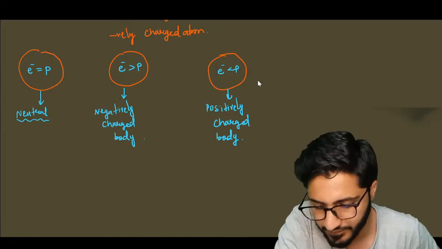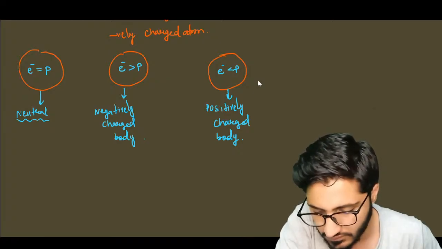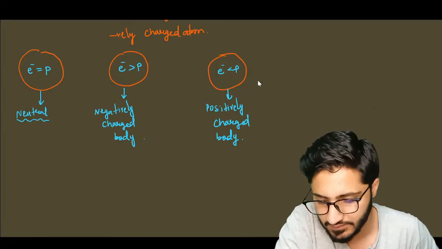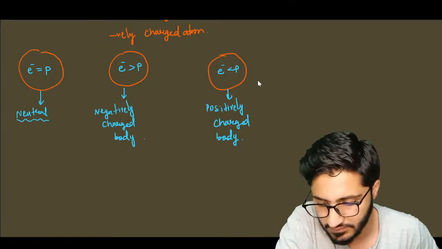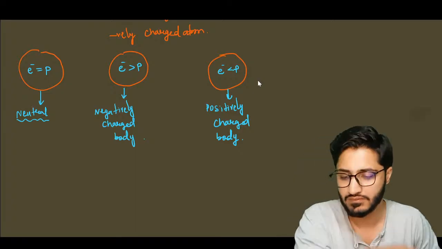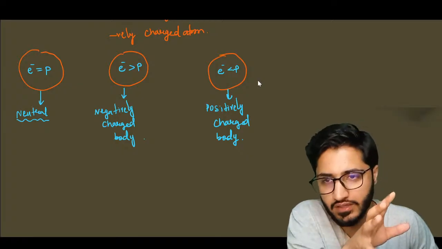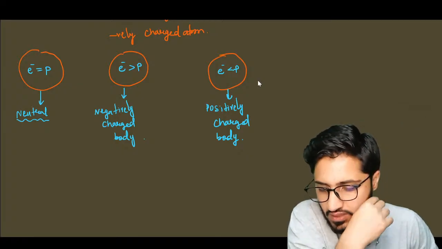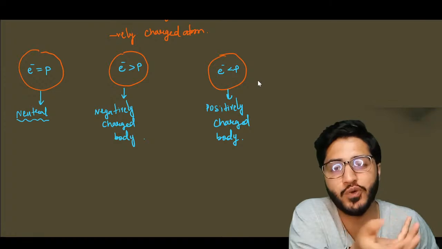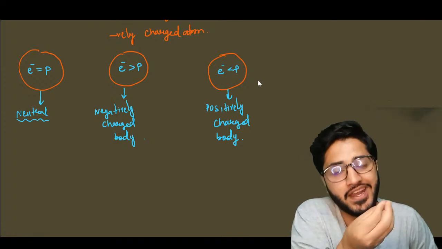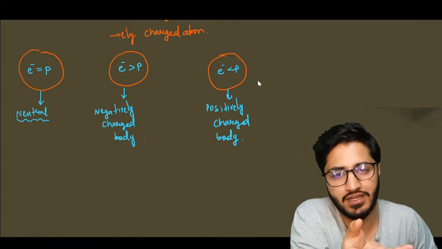Clear? Clear now, beta? Any confusion from this particular topic? How we can create a positively charged body, how we can create a negatively charged body. Okay.